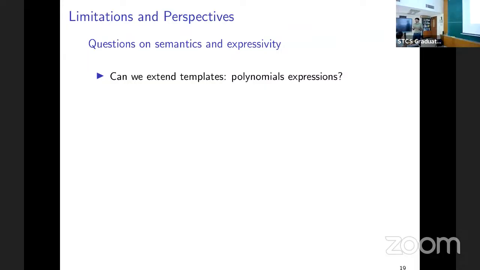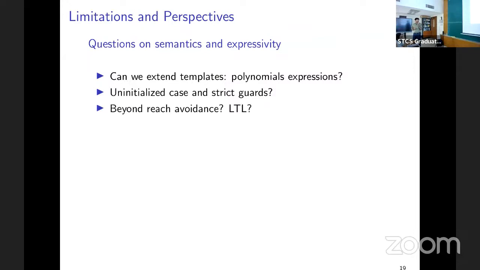There have been people throwing around words like semi-definite programming and so on, which I don't know how to use, right? But probably that's one way out, and there are people working in this direction. This question of uninitialized case, strict guards, there are many things which come up. For the logic community, there's this question of can you go beyond reach avoidance into linear temporal logic, the full logic. And we think we can, we are working towards it, but we don't have a solution yet.